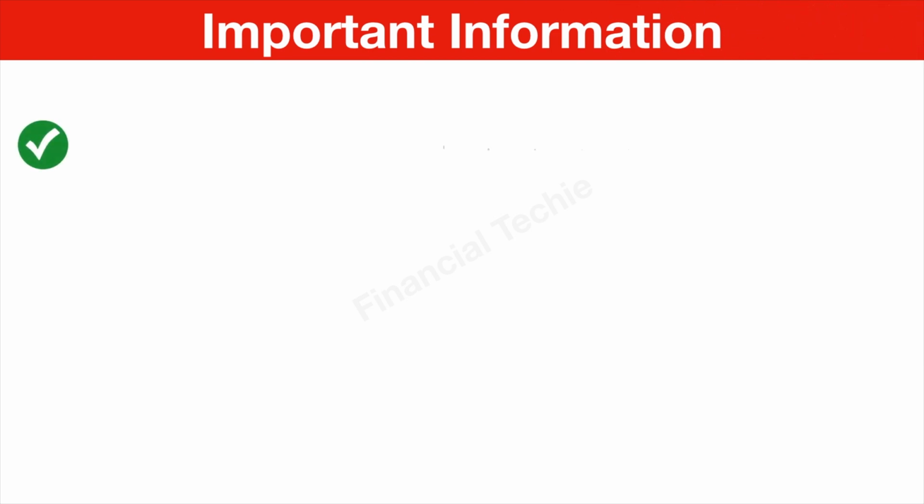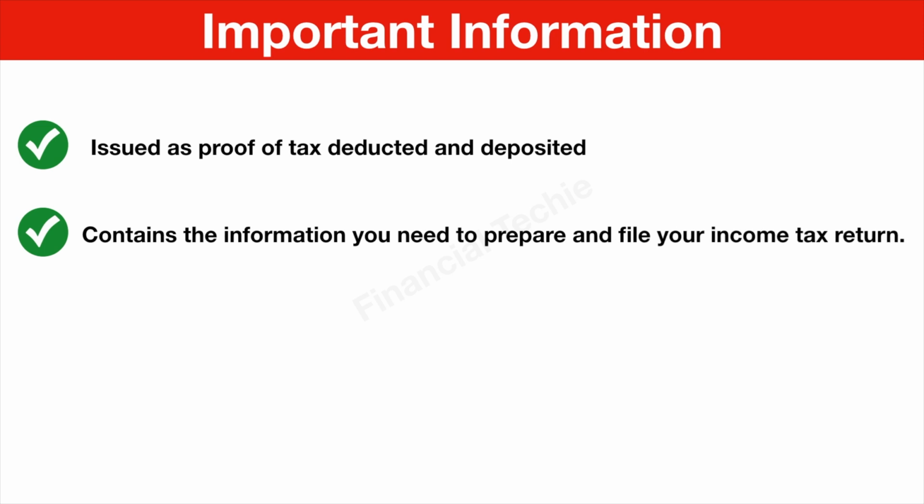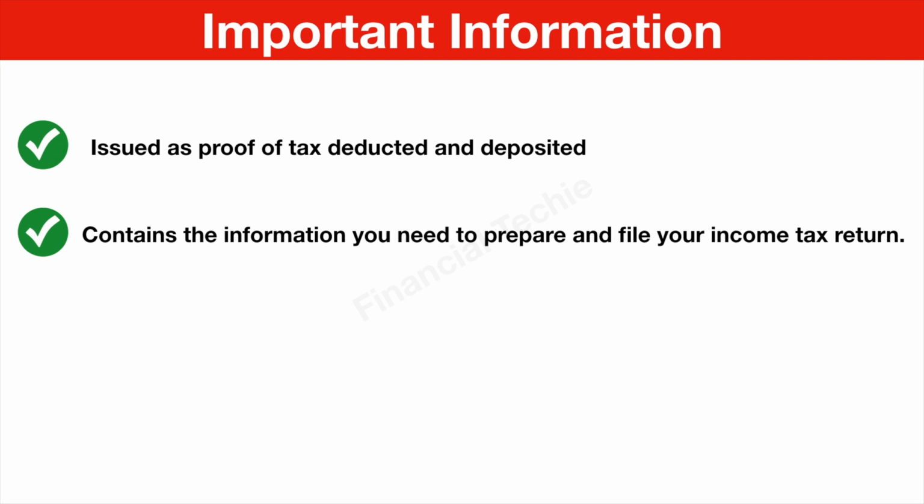The first detail that we are going to see is that it is issued as a proof of tax deducted and deposited to the government on behalf of you. The second point is that it contains all the information you need to prepare and file your income tax return by yourself. This Form 16 is easy to understand. It will come in handy when you file your tax return by yourself without the help of any CA.